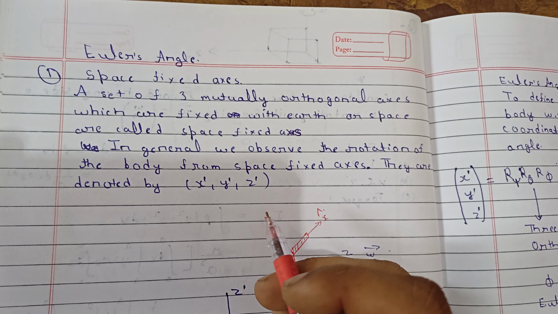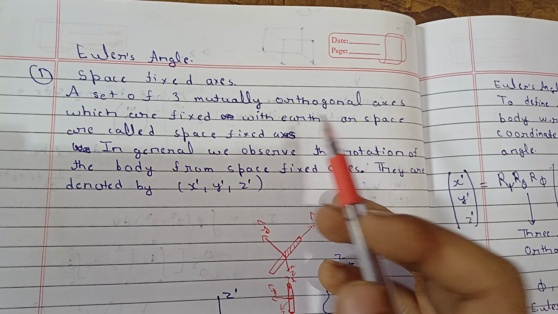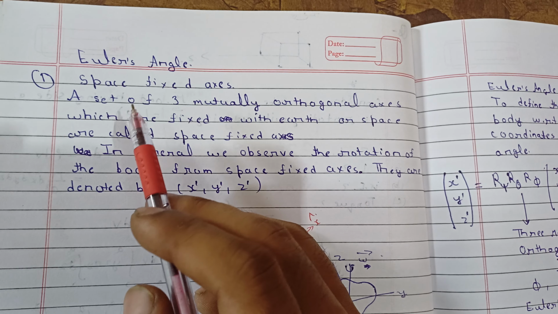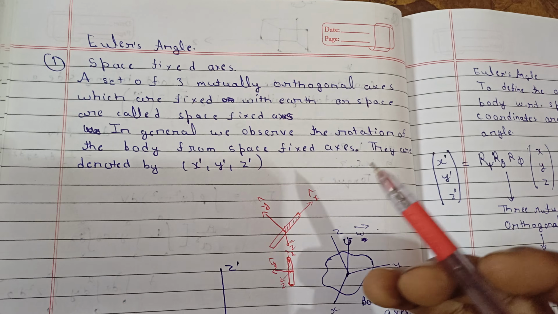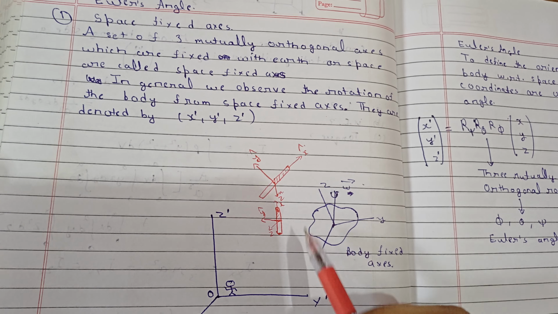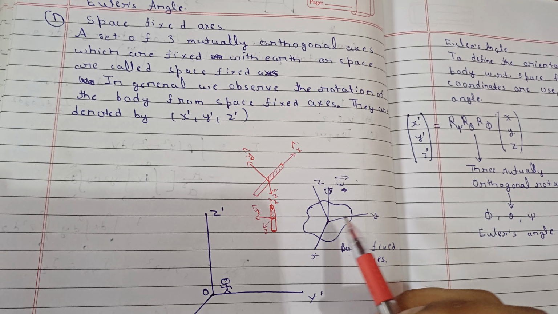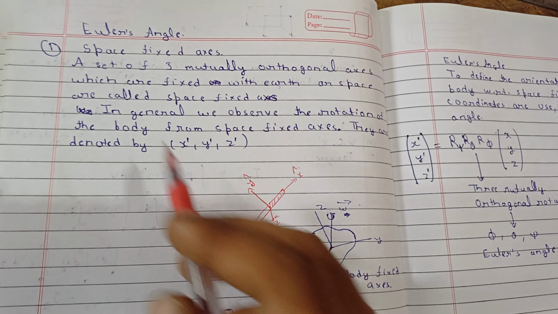Let's start Euler's angles. So today I will just give you the introduction of them. Before discussing Euler's angles, first we will discuss the space fixed axes and the body fixed axes. I already told you what body fixed axes are. Those are the axes which are attached to the body. It means if the system is rotating, then these axes will also be rotating, and those are called body fixed axes. But what are space fixed axes?